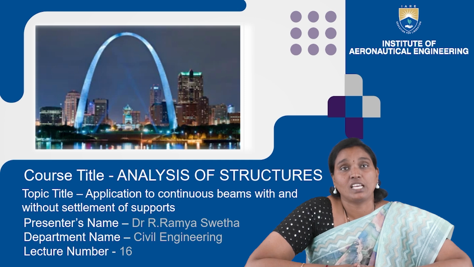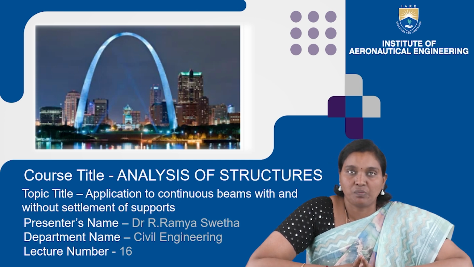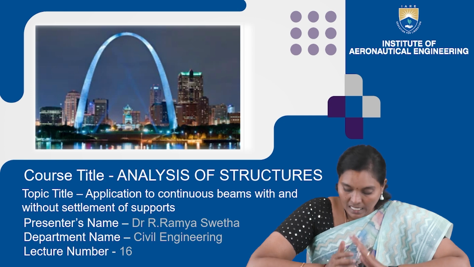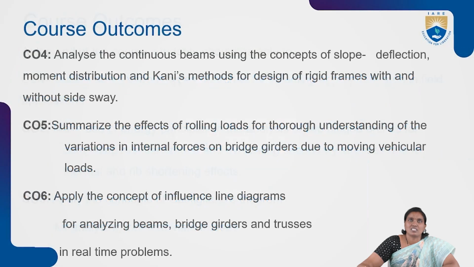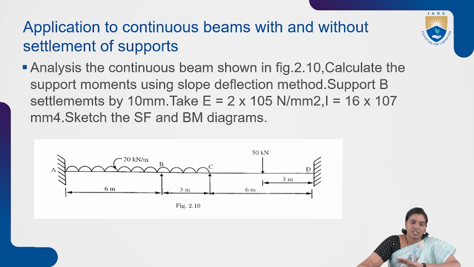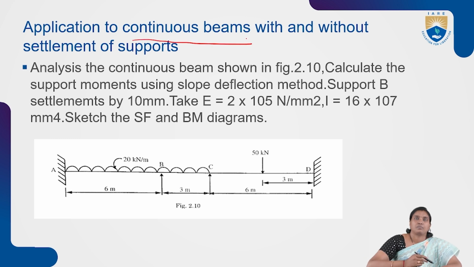Today, our topic is application to continuous beam with and without settlement of supports. As a part of the slope deflection method, we are going to understand in this chapter how we apply this method and what the various steps involved are, for a continuous beam with and without settlement of the support.